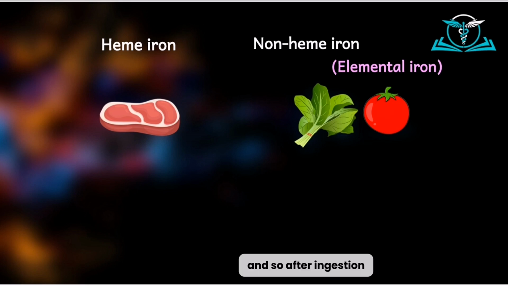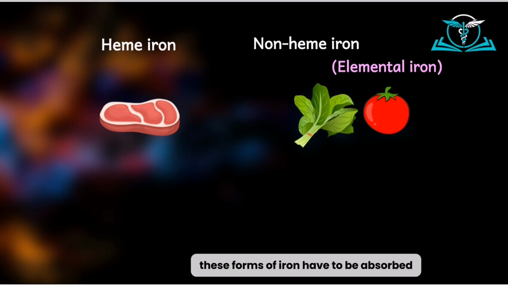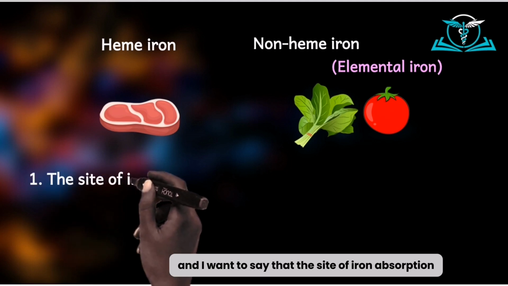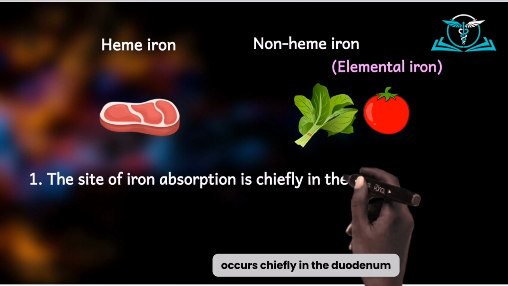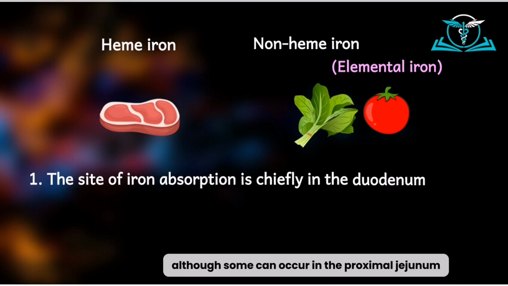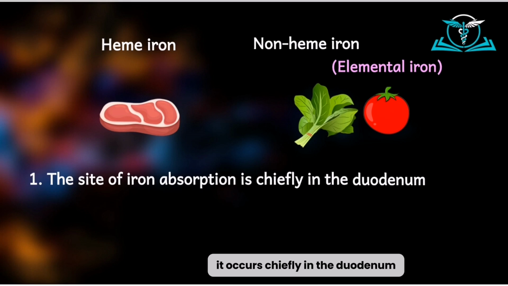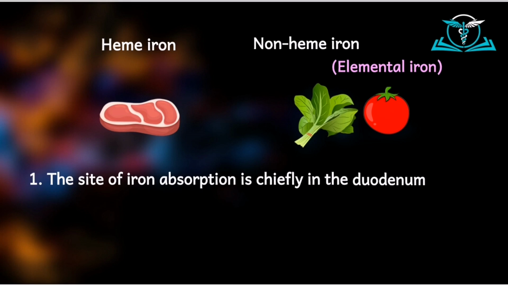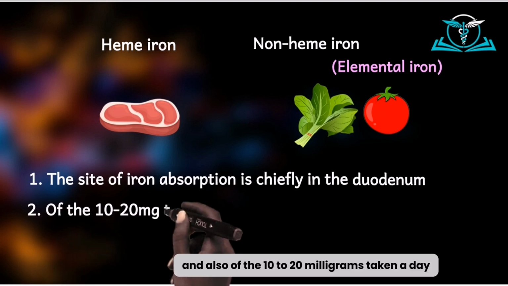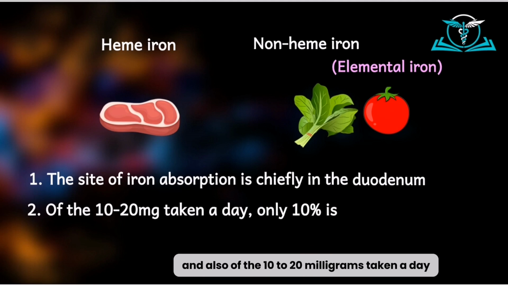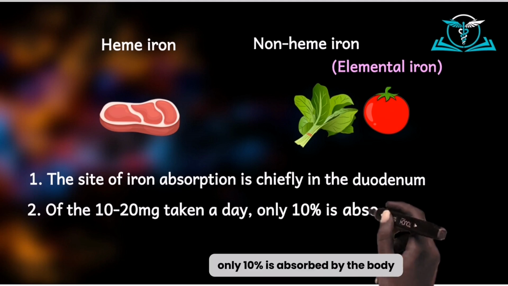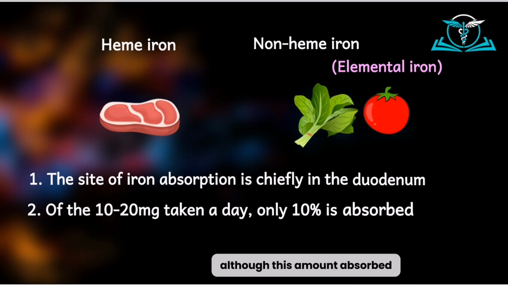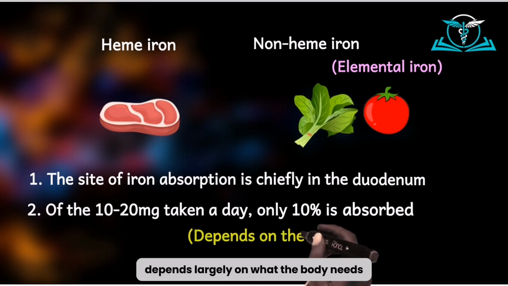And so after ingestion, these forms of iron have to be absorbed. And I want to say that the site of iron absorption occurs chiefly in the duodenum. Although some can occur in the proximal jejunum, it occurs chiefly in the duodenum. And also, of the 10 to 20 milligrams taken a day, only 10% is absorbed by the body, although this amount absorbed depends largely on what the body needs.